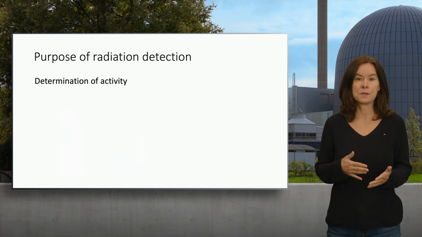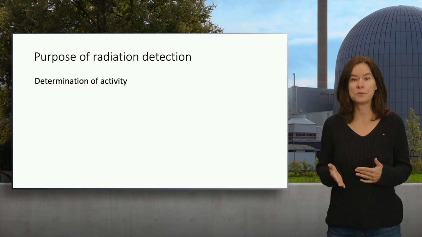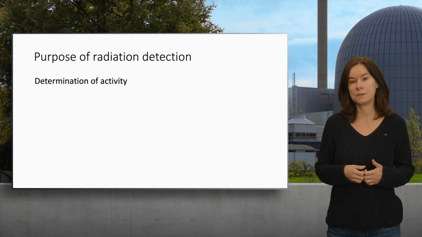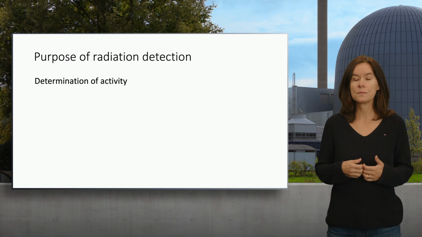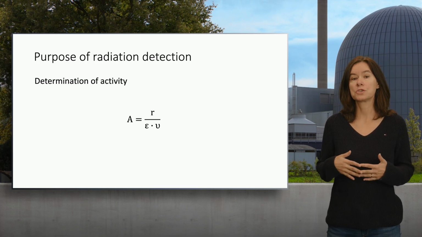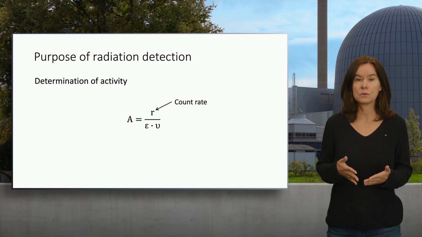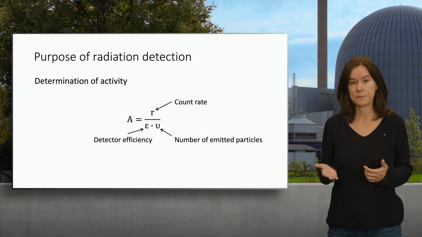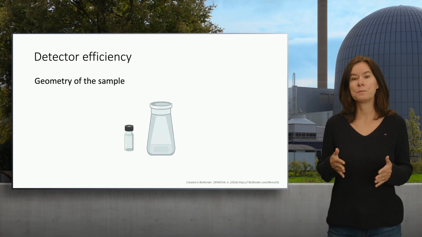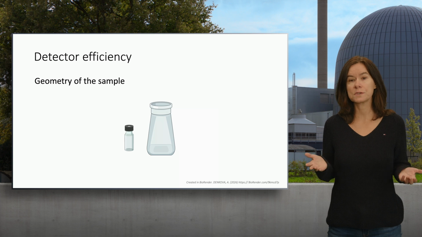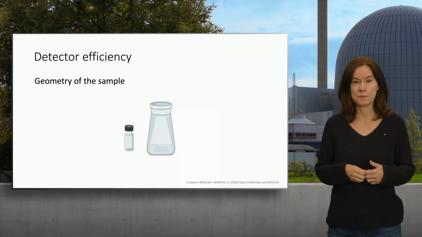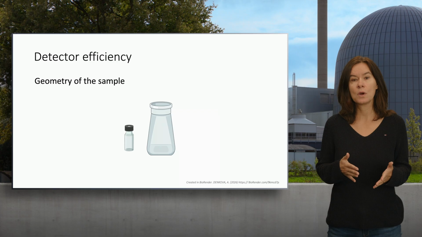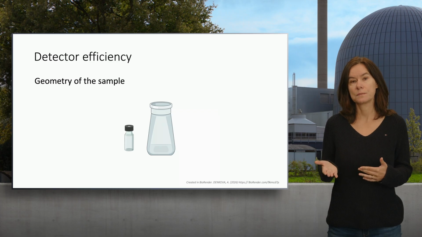Now that we've talked about the identification of radionuclides, we will dive into how we can determine the activity of a sample. The activity of a sample can be determined using this formula, in which the count rate measured by the detector, so the number of counts per unit time, is divided by the number of particles emitted and the detector efficiency. The detector efficiency depends on many factors, among which the geometry of the sample. If we know all these factors, we can determine the activity of a sample using radiation detectors.